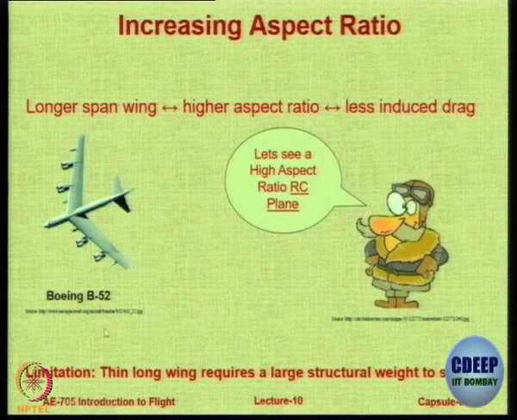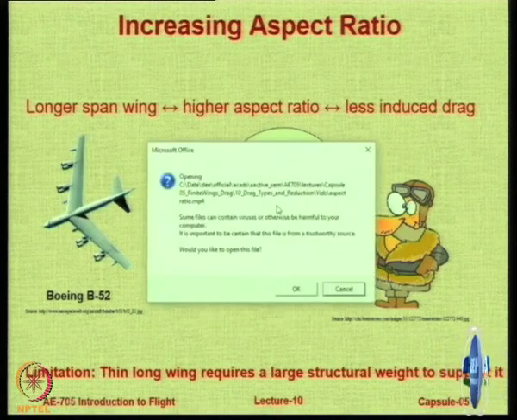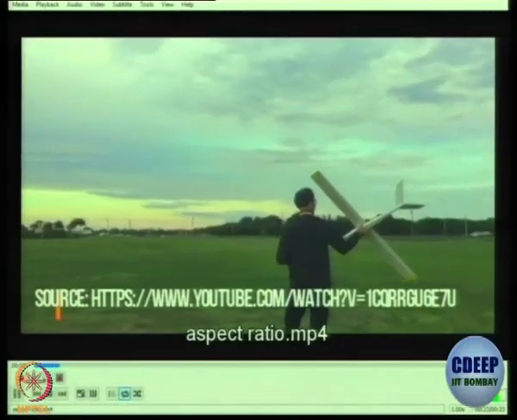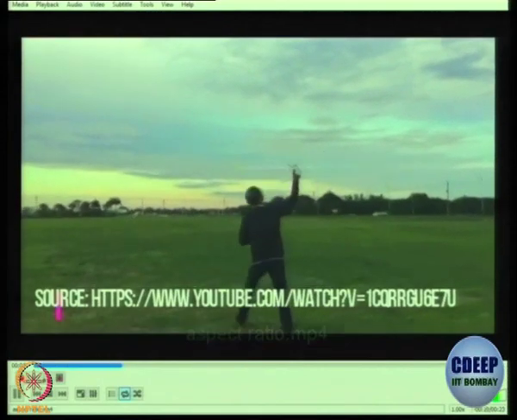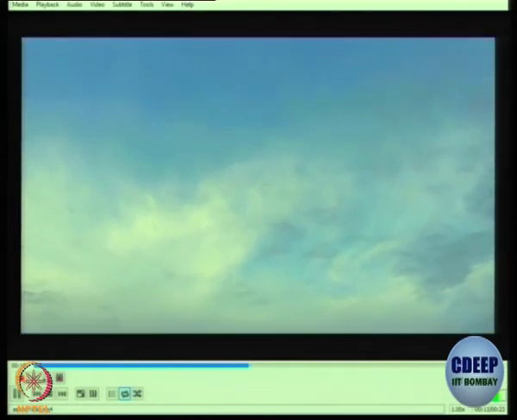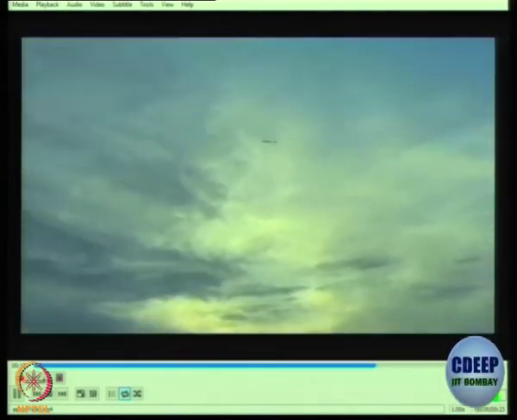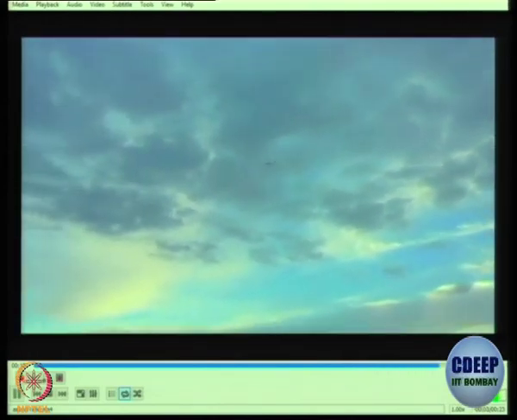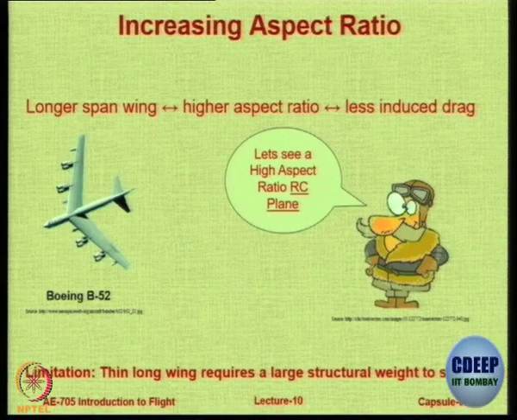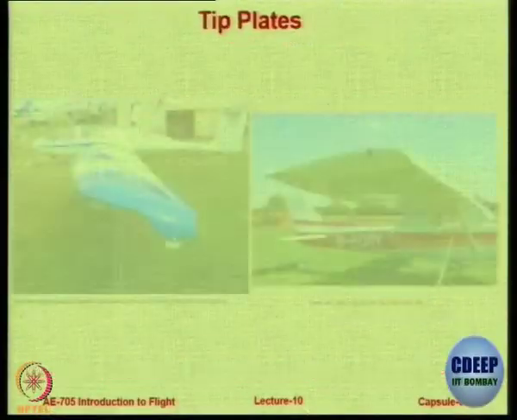So let us see one example of a high aspect ratio plane, but this is a remotely controlled plane. Normally you do not see an RC plane with such a large aspect ratio. And she's still in the air. Wow, she's going almost vertical. Wow, she's fast. But remember that if you make a wing very slender and very thin, then structurally you have to put extra effort to make it stiff and rigid. Okay, it's not coming at no cost.